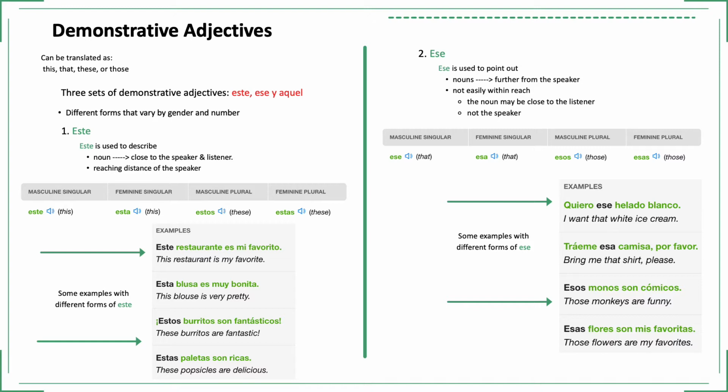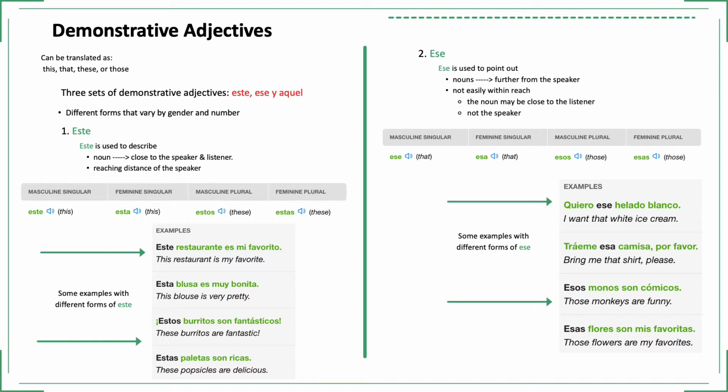Ese, which is masculine singular, and it means that. The feminine singular is esa and it means that. Masculine plural is esos, which means those. And feminine plural is esas, which means those. Now, check out this example with different forms of ese.